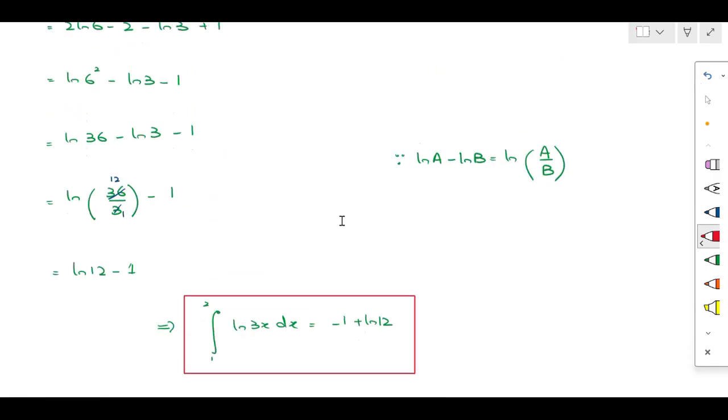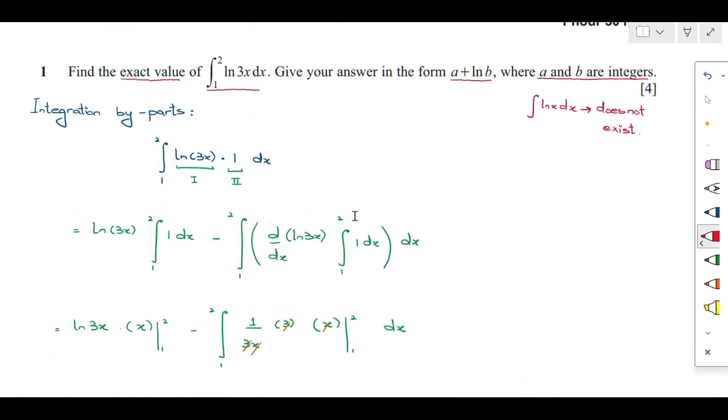Alright. So in this question, we have to apply integration by parts because the integration of natural log is not possible. So we apply integration by parts, take natural log as the first function and 1 as the second function. So integration by parts: take the first function as it is, integral of the second function, minus the whole integral of the derivative of the first function and the integral of the second function.